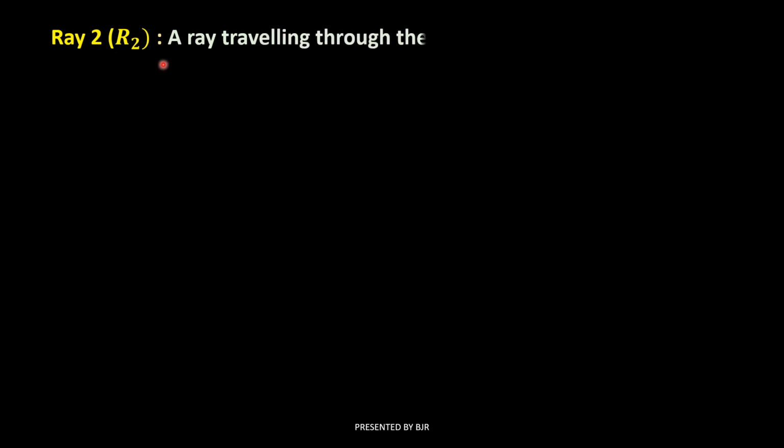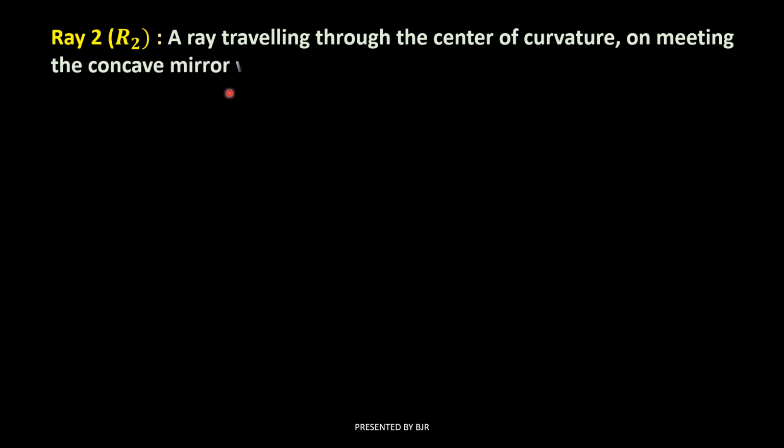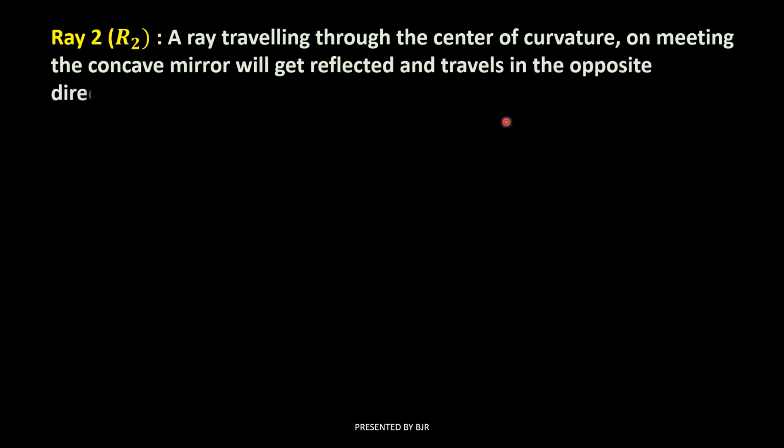The second ray that I am going to use in drawing the ray diagrams is ray 2, that is, a ray traveling through the center of curvature on meeting the concave mirror will get reflected and travel in the opposite direction. A ray traveling through the center of curvature on meeting the concave mirror will get reflected and travel in the opposite direction.